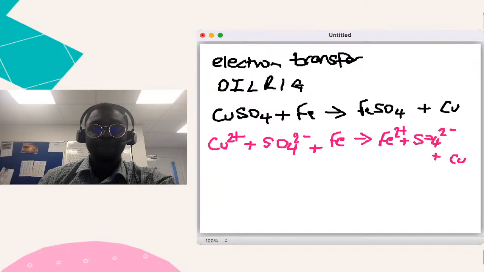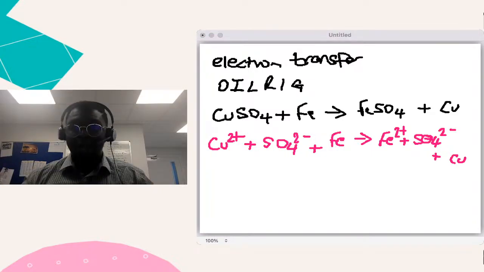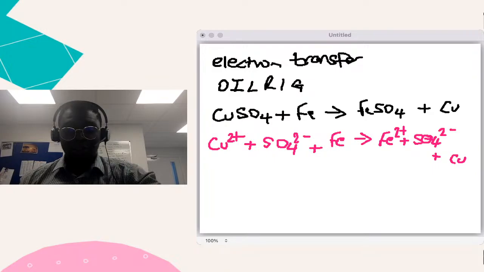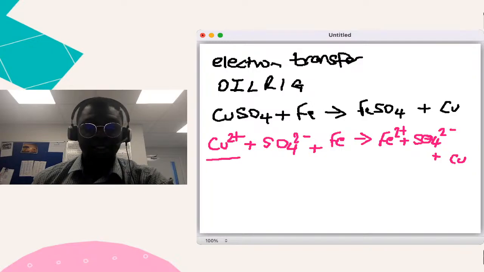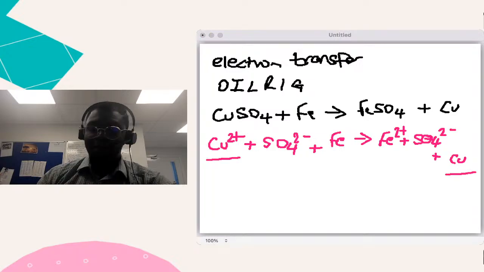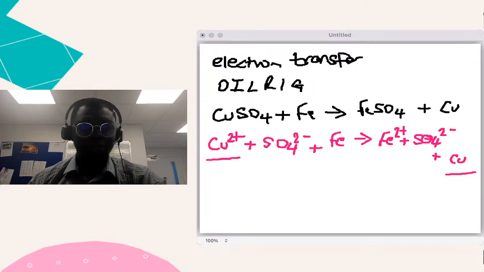Now this has made things a lot easier because now we can see which ions there are. We can see what's changed and we can see what hasn't changed. Now the great thing is that the copper has clearly changed. It's gone from having a charge of 2+ to having no charge. So that tells you actually that this copper must have gained electrons.